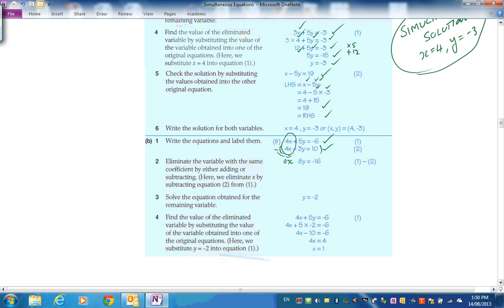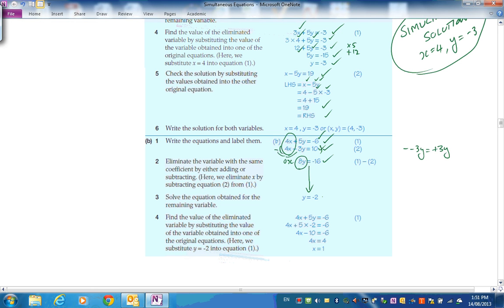5y take neg 3y is plus 3y. And so it's 5y plus 3y is 8y. Neg 6 take 10 is neg 16. Now y has been times by 8. Let's divide both sides by 8.